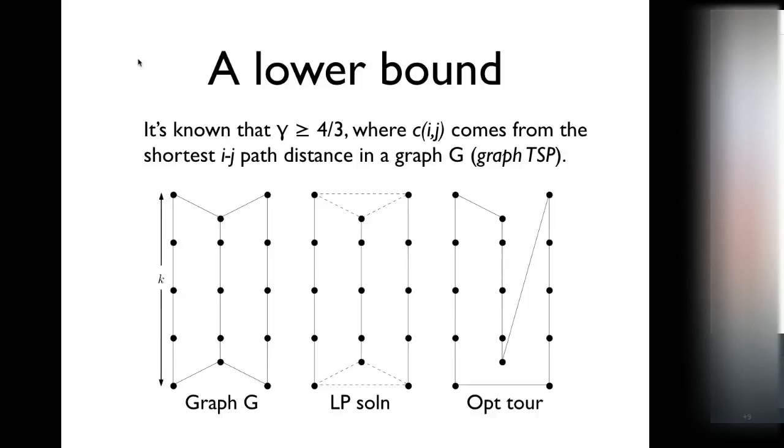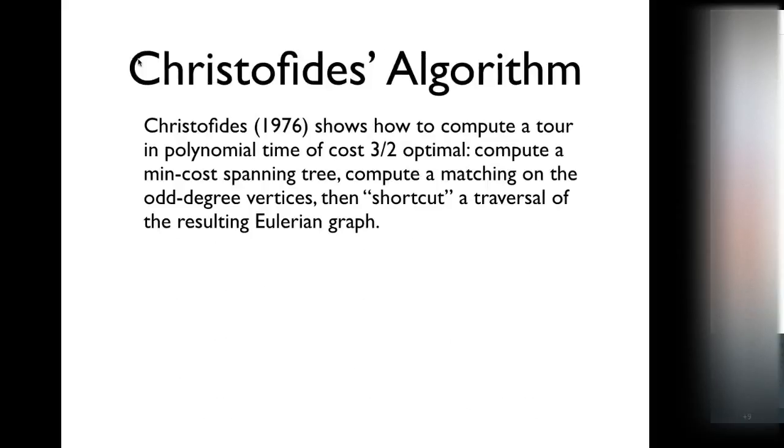Now I want to show you an upper bound on the integrality gap. And in order to do that, I have to either introduce or review, depending on what you already know, an algorithm for finding an approximate tour that's due to Nicos Christofides. He showed in polynomial time how to compute a tour that had cost at most 3/2 times the cost of an optimal solution. So what did Christofides say?